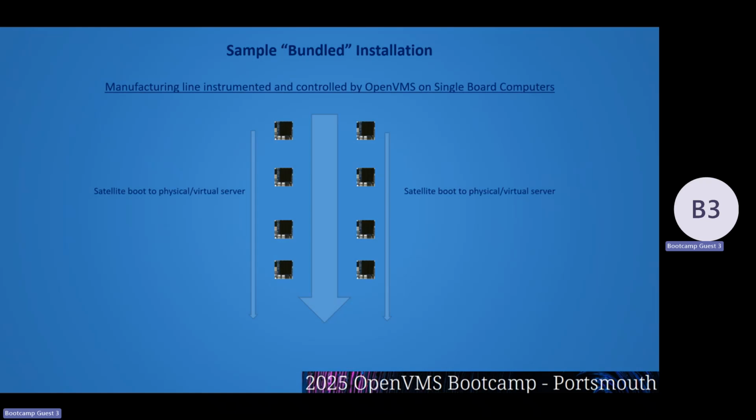These guys would do something that OpenVMS x86 can't do right now, and that's a satellite boot to a main server. The main server could be a virtual or a physical server on the bottom with shared storage between them. In this configuration, we've got all the stuff available to us that we've come to know and love with VMS. Failover, rolling updates, rolling reboots to put in patches. One guy goes down, the other guy takes over.